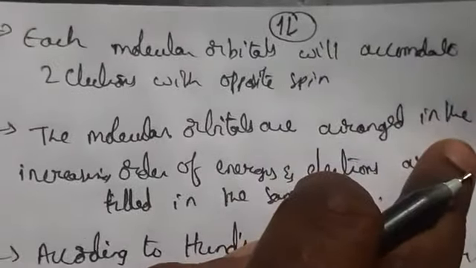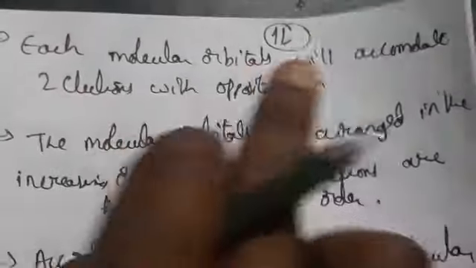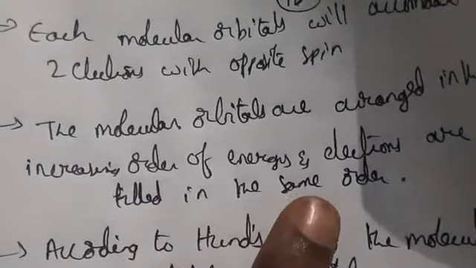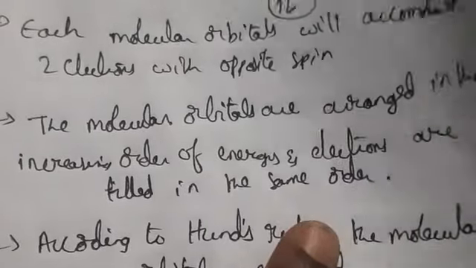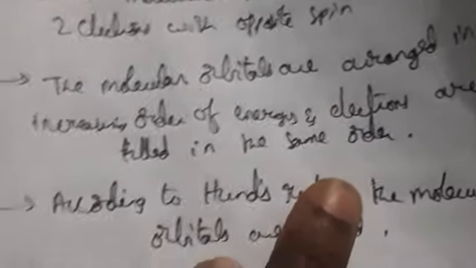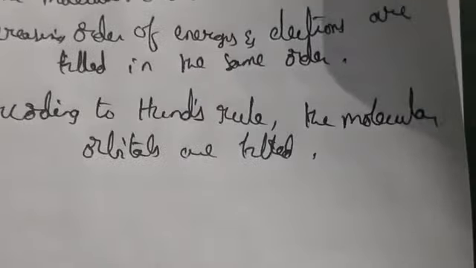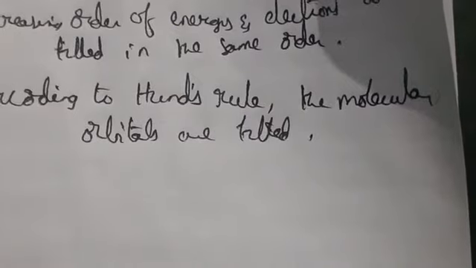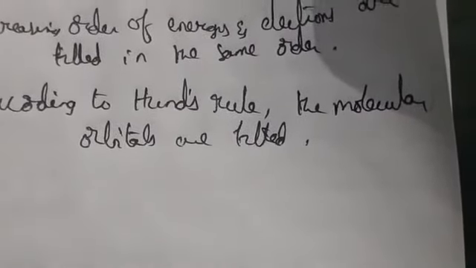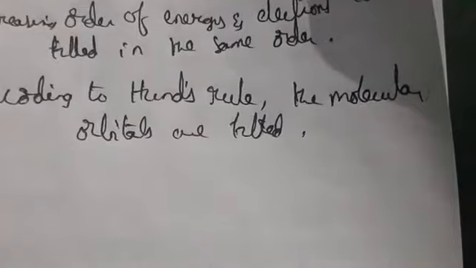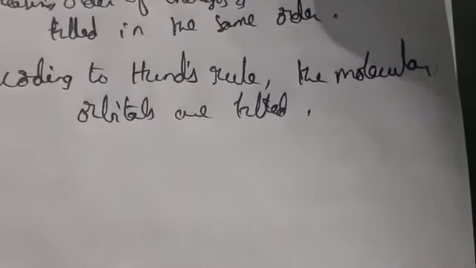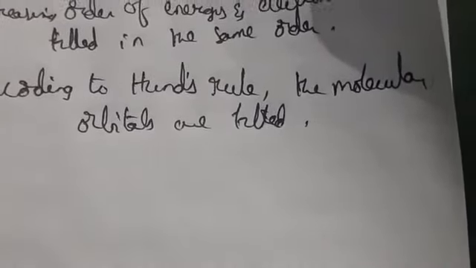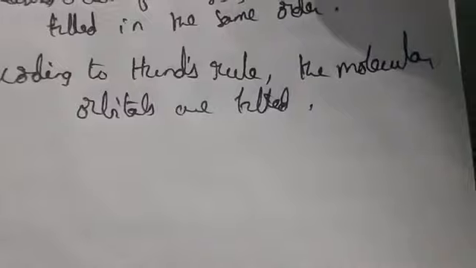Each molecular orbital will have 2 electrons with opposite spin like this. The molecular orbitals are arranged in increasing order of energy, and electrons are filled in the same order. According to Hund's rule, the molecular orbitals are filled singly first, after that we can fill another electrons. They should have similar energy and symmetry to combine to give molecular orbitals. So this is about the postulates of molecular orbital theory.